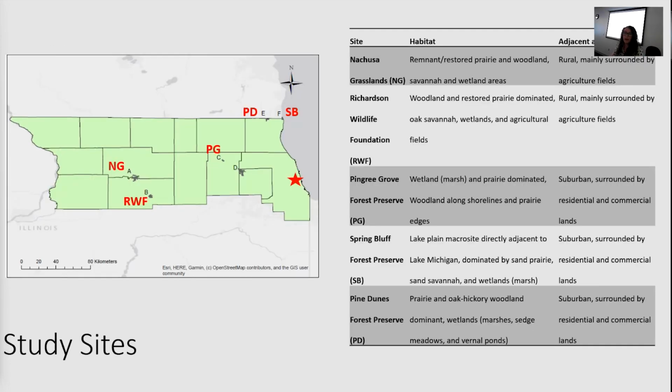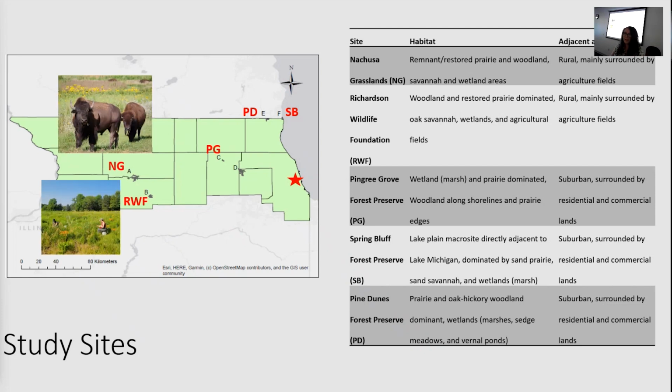I sampled raccoons across 5 sites representing a rural to urban gradient in Northern Illinois. Just to orient everyone, the star on the map is Chicago, if you're not super familiar with Northern Illinois. My rural sites included the Chusa Grasslands and Richardson Wildlife Foundation. These sites are mainly surrounded by agricultural fields, and they also have no public access, which reduces the human footprint at these sites.